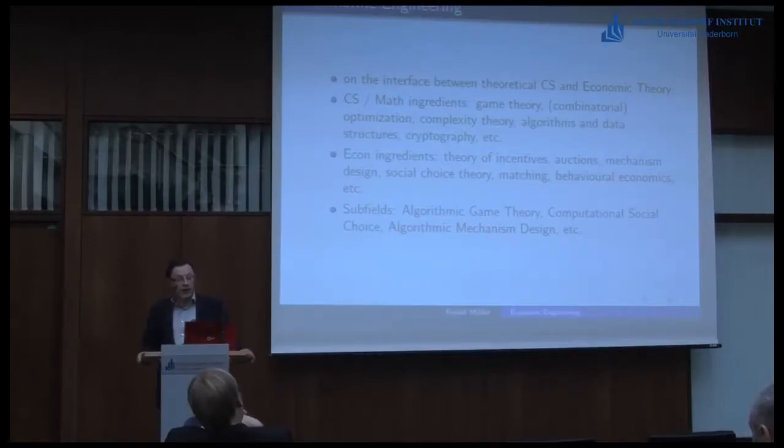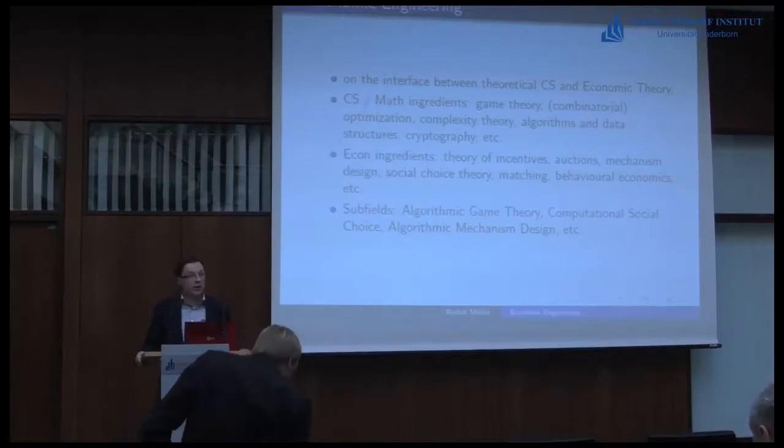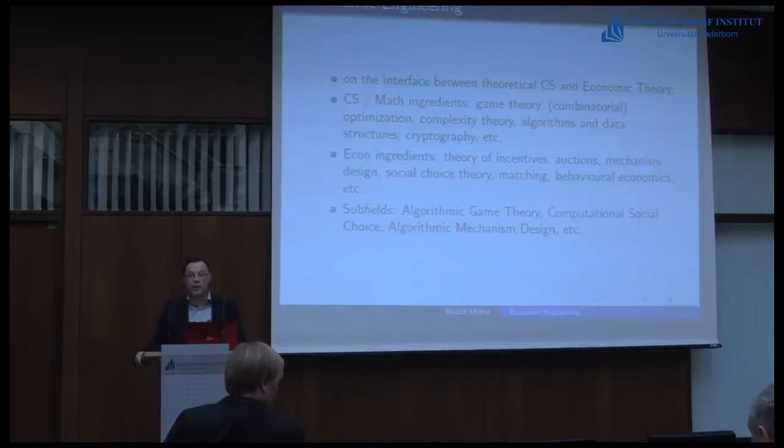And from the economic side, you have a lot of theory of incentives that was built over the last 30, 40 years. The whole literature on auction design, mechanism design, social choice theory that covers all the voting theory. It's not just economics, it's also a little bit political theory in here. The whole economic part of matching markets, which more or less belongs to social choice theory. But also nowadays behavioral economics.